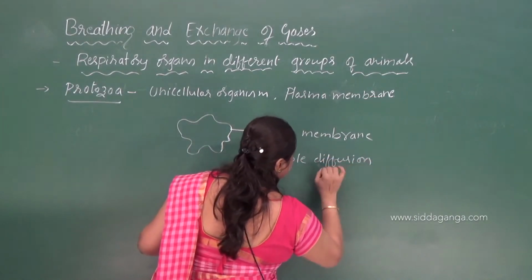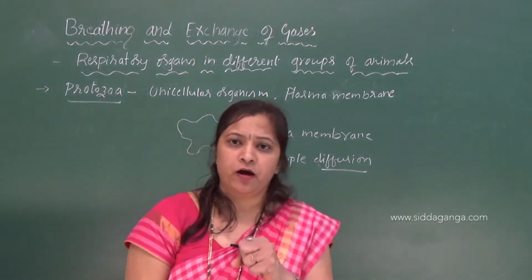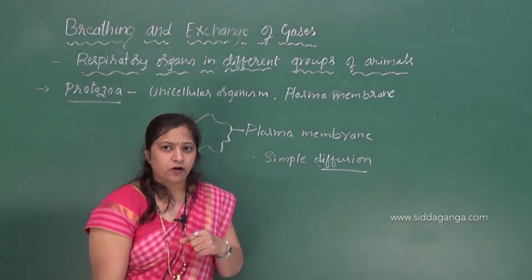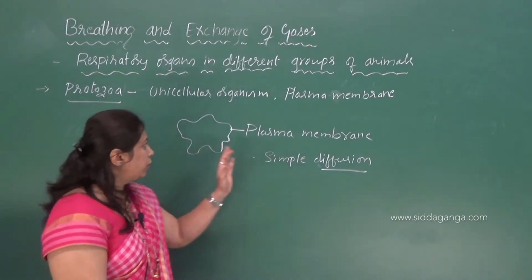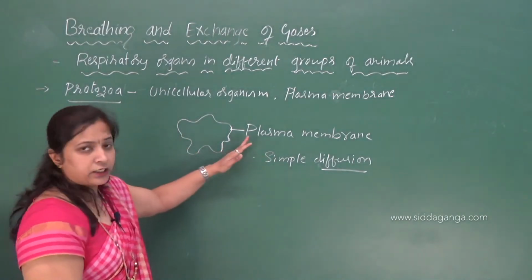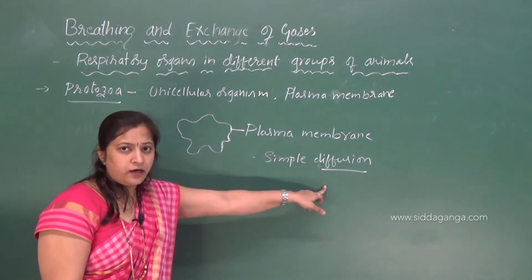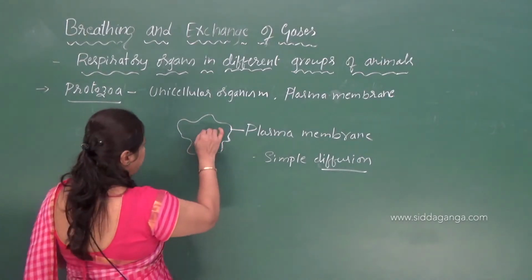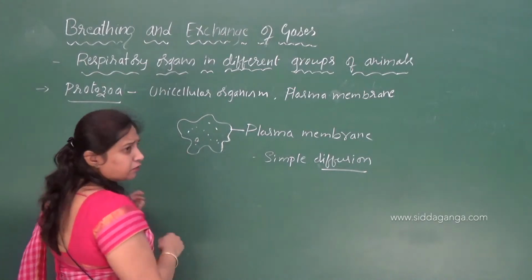Diffusion means what? Diffusion means a movement of molecules from a region of higher concentration to a region of lower concentration. So that is called diffusion. Okay. So in protozoa, the exchange of gases occurs through the plasma membrane by a process called simple diffusion. See, amoeba, it is an aquatic organism, right?